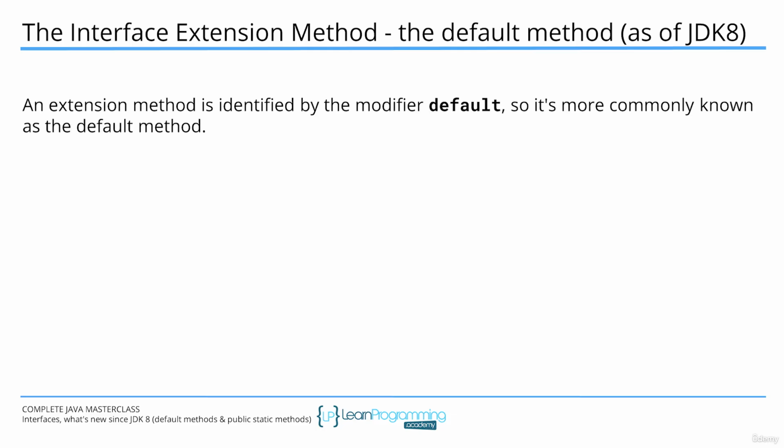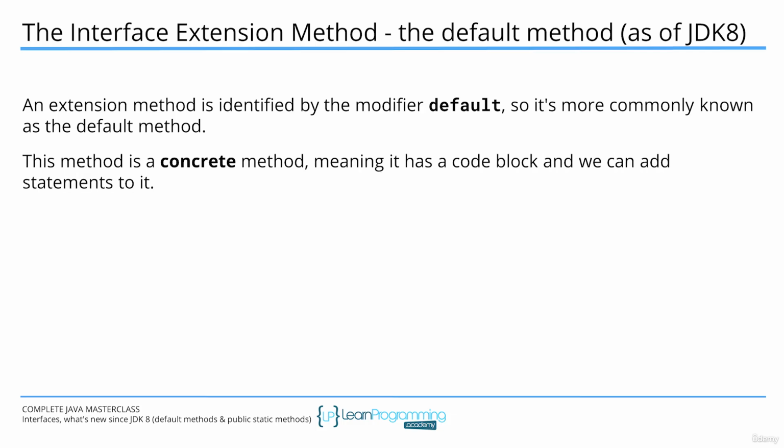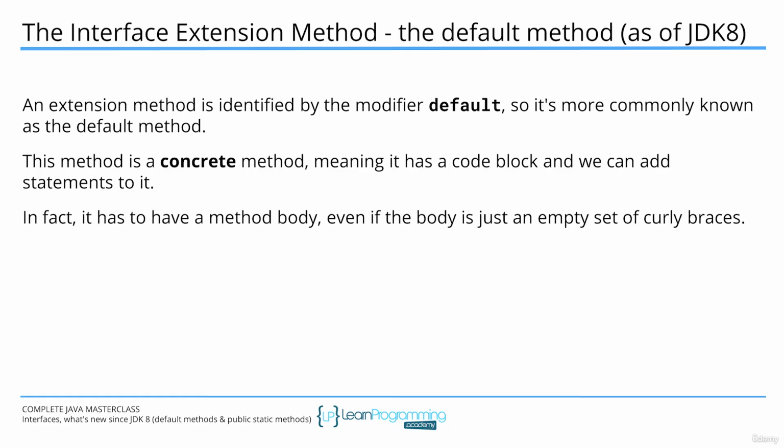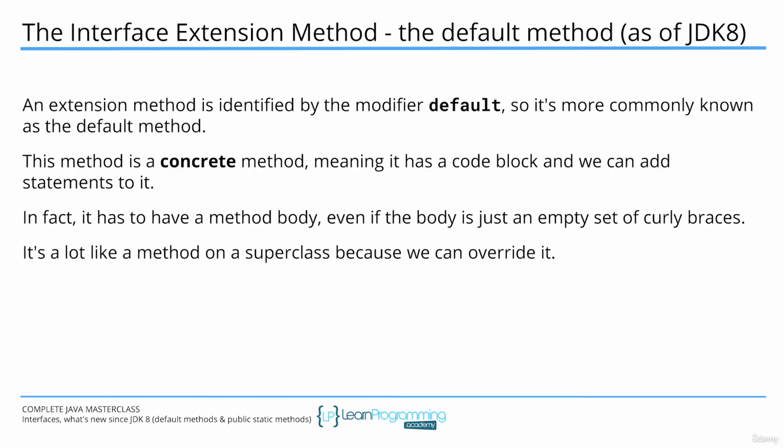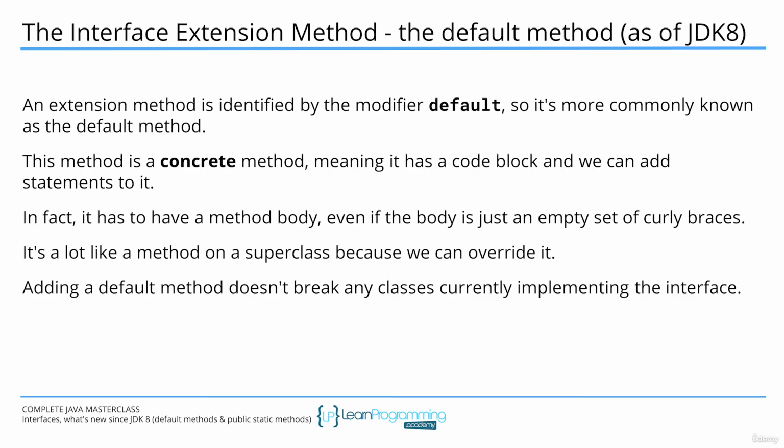An extension method is identified by the modifier default, so it's more commonly known as the default method. This method is a concrete method, meaning it has a code block and we can add statements to it. In fact, it has to have a method body, even if the body is just an empty set of curly braces. It's a lot like a method on a superclass because we can override it. Adding a default method doesn't break any classes currently implementing the interface. Let's switch back to the code, and I'll switch to using a default implementation for this new method.